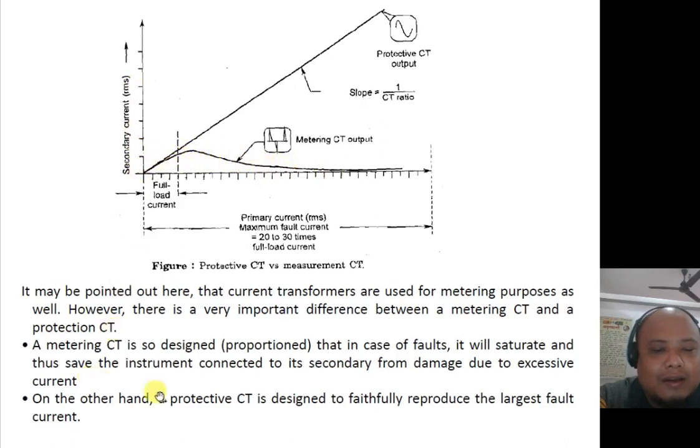On the other hand, a protective CT is designed to faithfully reproduce the largest current. So this is the protective CT characteristic. As you can see, the secondary side current is directly proportional to the primary side current. As primary current is increasing, secondary current is also increasing proportionally.